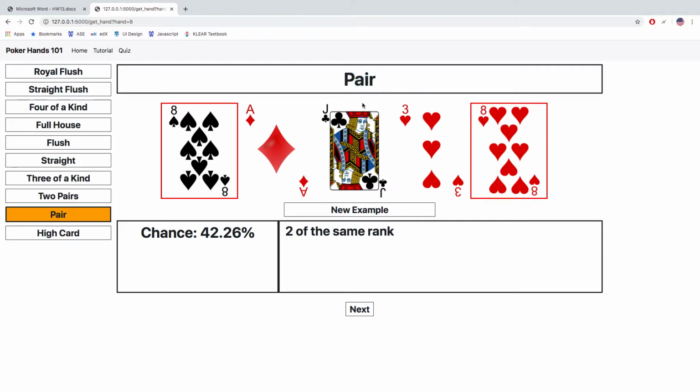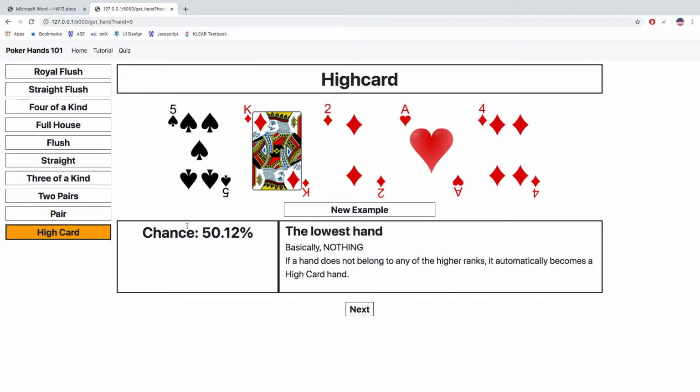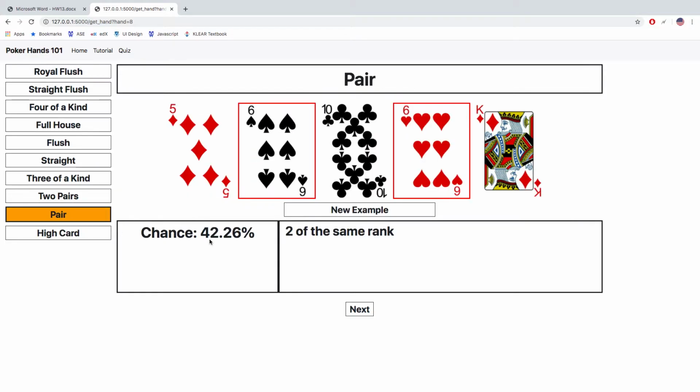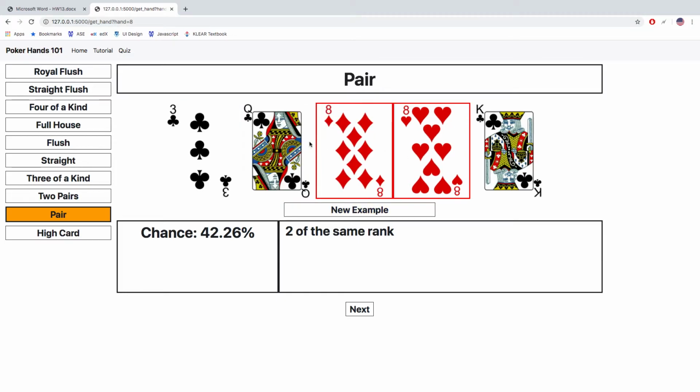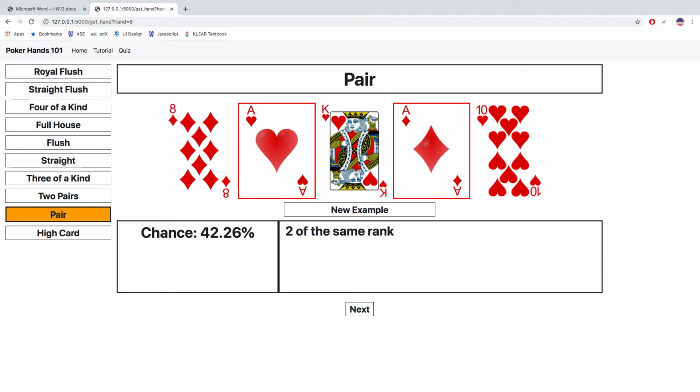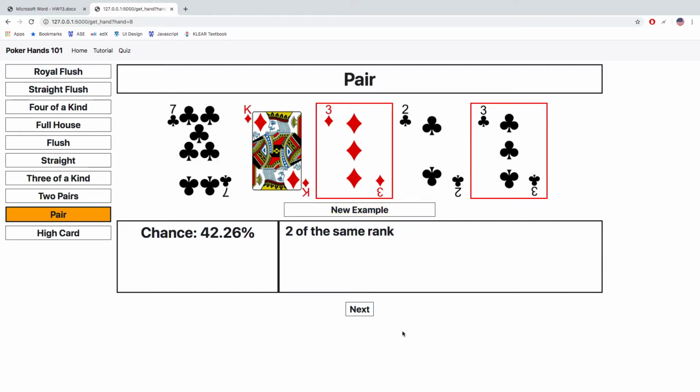We have a pair now. There's 2 that are red bordered. Okay, chance 42.26%. 2 of the same rank. Okay, high card was, I believe, yep, higher. So the percentage is getting lower. So this must be more rare than the high card. And there's 2 of the same thing. Okay, so just 2 cards with the same rank.